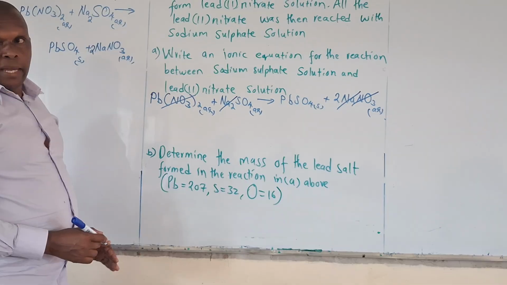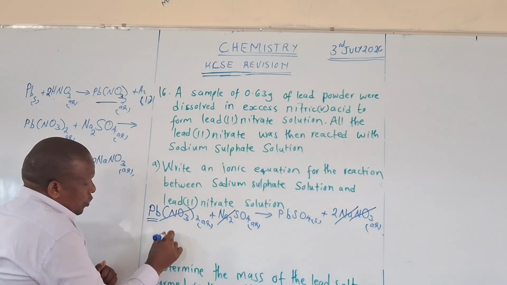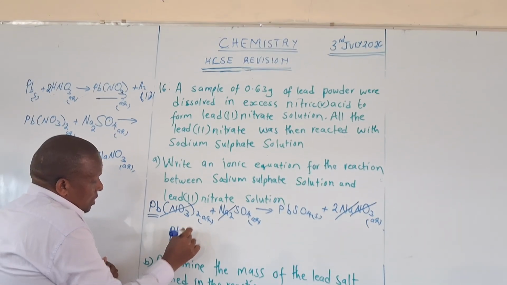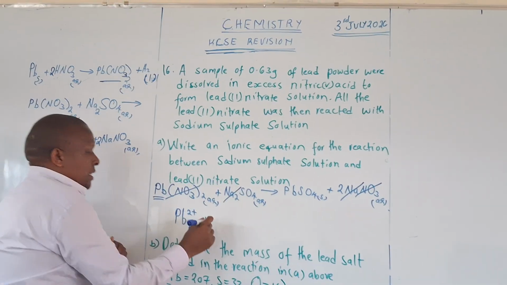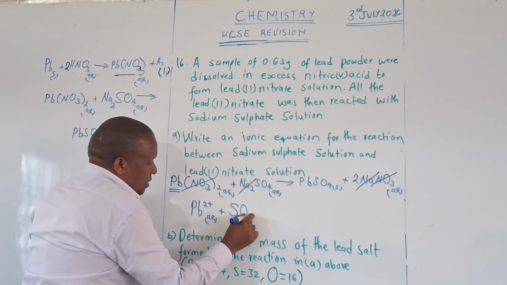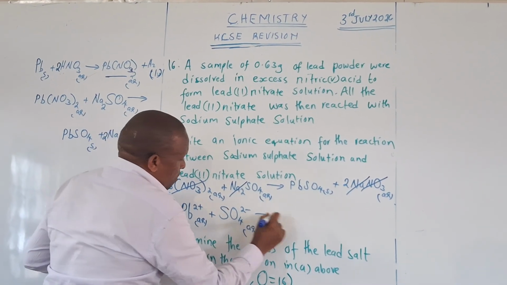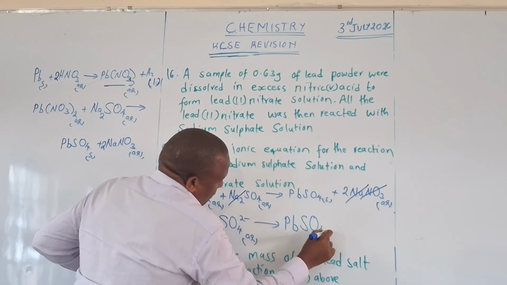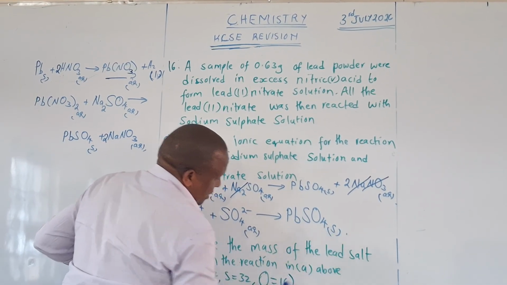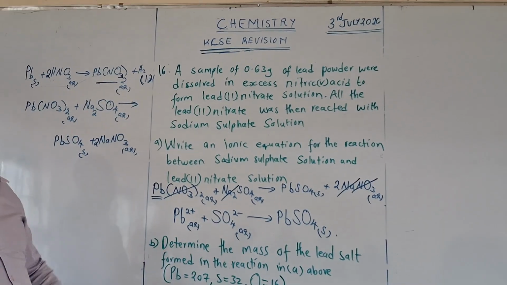So we write what is remaining. Now what is remaining is this lead. So we write lead 2 ions in the aqueous state combining with sulfate ions in the aqueous state to form lead 2 sulfate in the solid state. So this is the ionic equation that was expected of you.